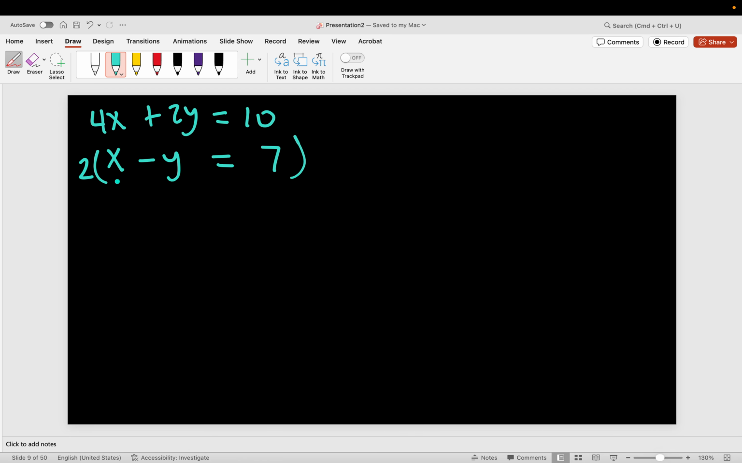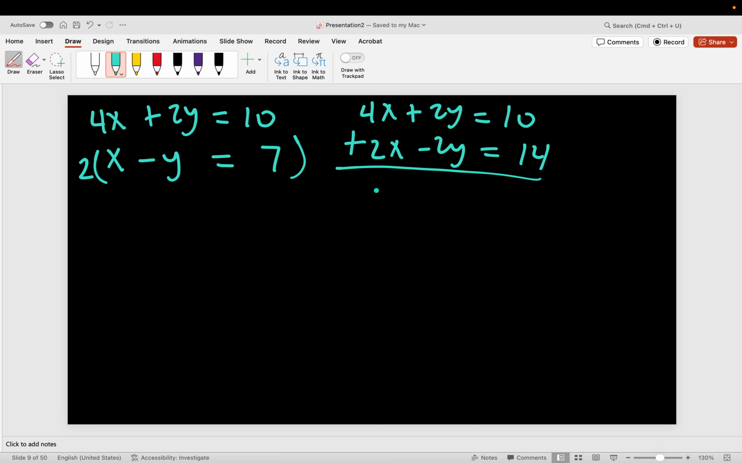So I want the numbers to be the same, but I want the sign to be different. So I'm going to multiply this by 2. It's going to be -2y, so the numbers are the same and the sign is different, which is exactly what I want. So now it's going to be 4x plus 2y equals 10, and then 2x minus 2y equals 14. Now let's go ahead and add it. 4x plus 2x is 6x. 2y minus 2y is 0. And then 10 plus 14 is 24.